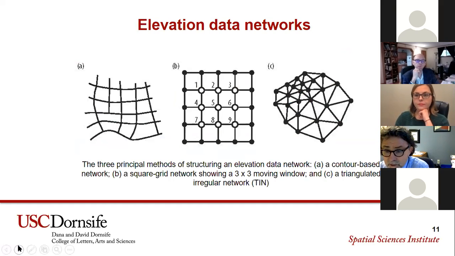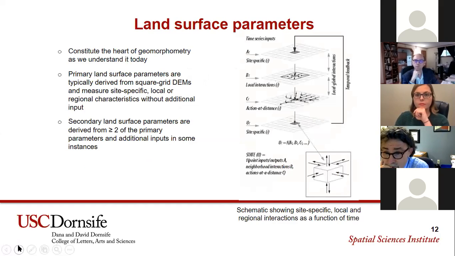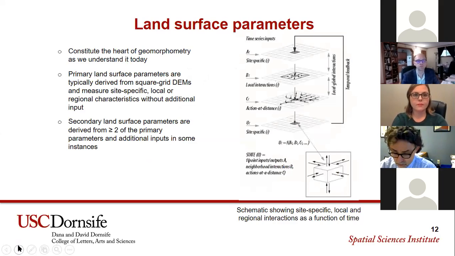And then on the right, there's a triangulated irregular network. And much of the novel work today typically combines two or possibly all three of these data networks and uses them interchangeably. Next. So at the beginning of the applications, there's typically two things somebody wants to do.